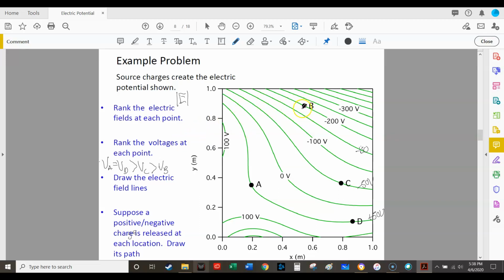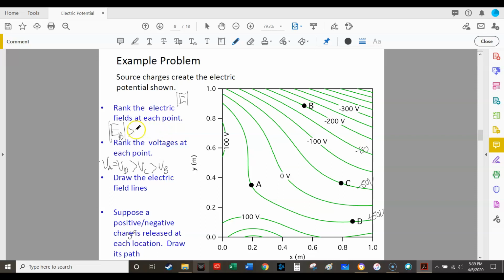So B is in a dense part of where the voltage lines are close together. So we could see that the electric field at B, the magnitude of that, is greater than everything else.